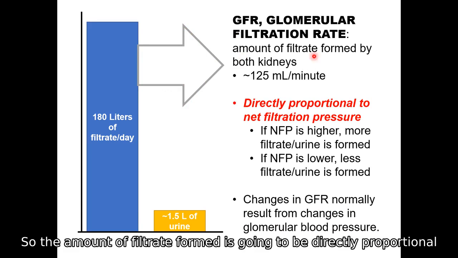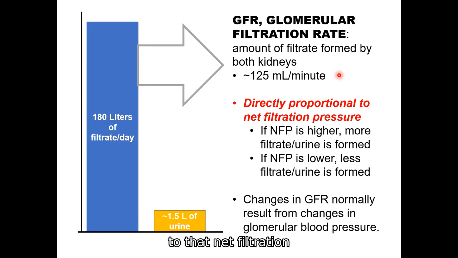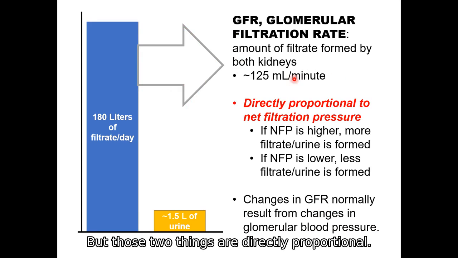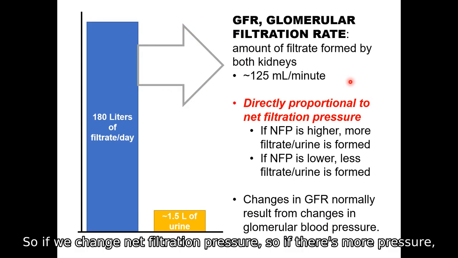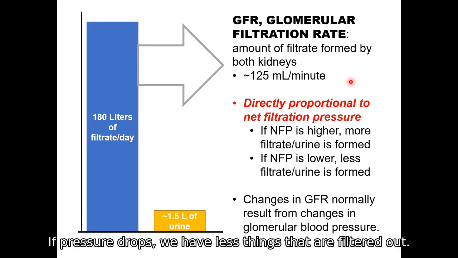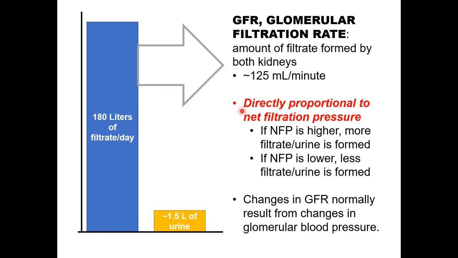that. So the amount of filtrate formed is going to be directly proportional to that net filtration pressure. So the amount that gets filtered out is called the glomerular filtration rate, and it's roughly 125 mils per minute. And that's for males. It's a little bit lower for females, about 115 on the top end. But those two things are directly proportional. So if we change net filtration pressure, so if there's more pressure, we get more things filtered out. If pressure drops, we have less things that are filtered out.